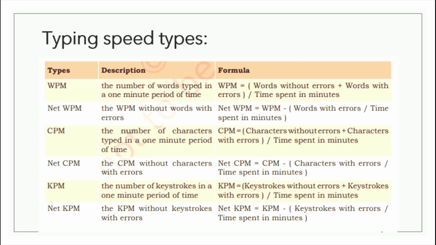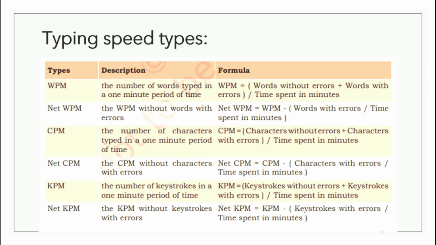One is words per minute, the number of words typed in 1 minute. Now see the formula, WPM equals words without error plus words with error, divided by time spent in minutes, how many minutes you have taken. This words per minute is the simple speed. Now net words per minute is the speed in which the error is taken into consideration. That is why words with error are being cancelled from this.